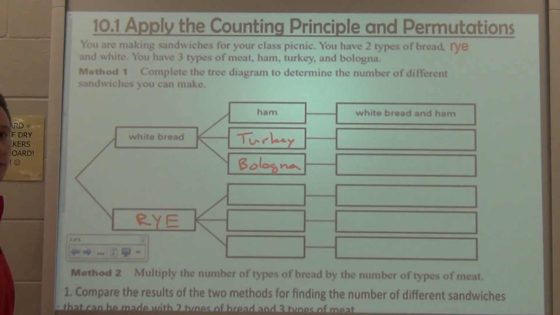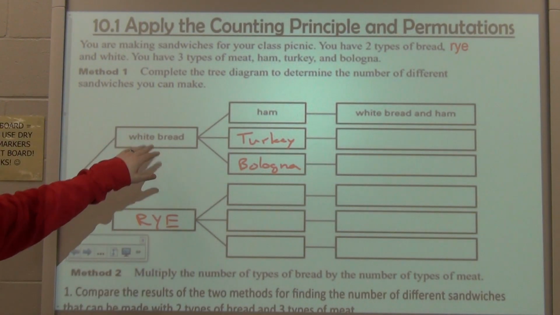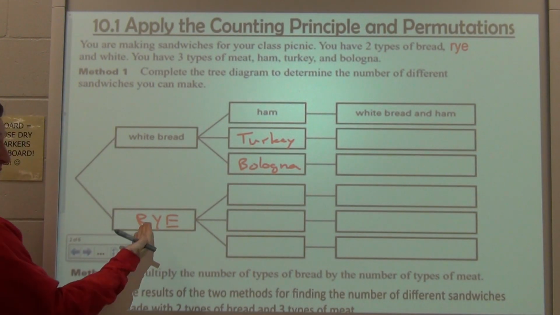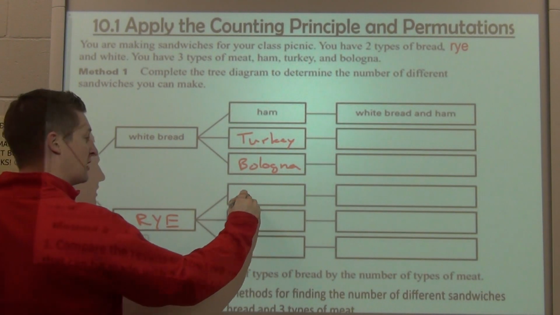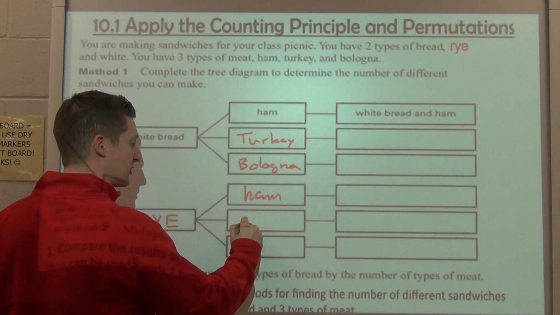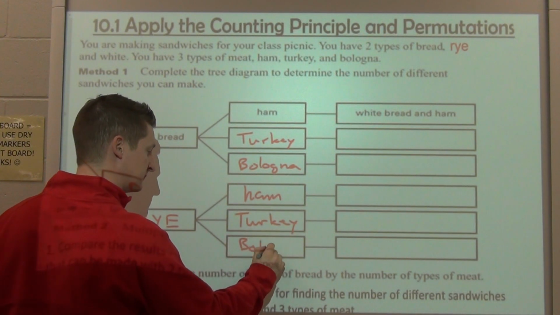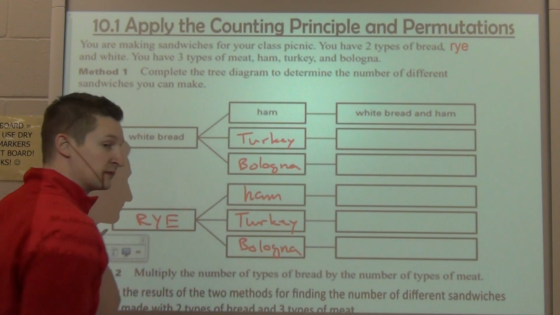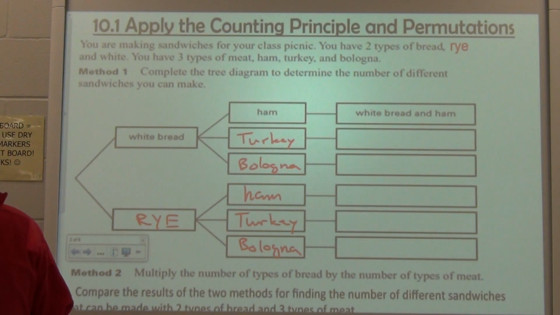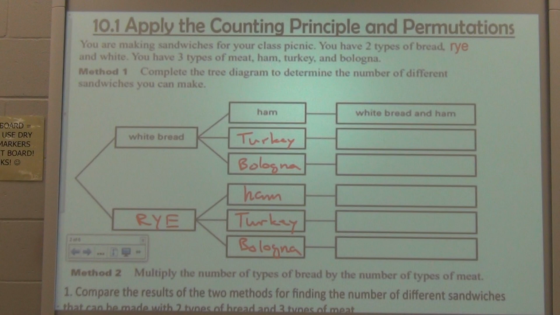So I could pick any of those three meats to go with choosing white bread. Now, if I chose to have rye bread instead, I would have those same three meat choices available to me. So I'm going to go and write those out. Now what happens is, as I put these combinations together, look how many different sandwiches I might be able to make with these basic ingredients.